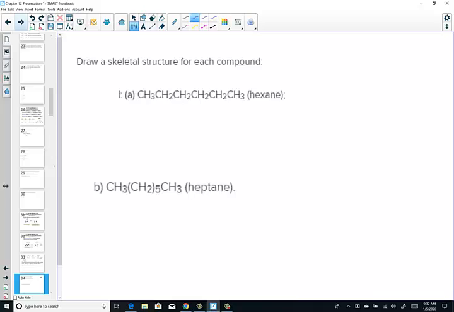Draw skeletal structures for each compound, maximizing our bond angle. So, just a practice to go from a condensed structure to a skeletal structure. When we see the prefix hex, we know that hex represents 6 carbons in a row. A skeletal structure is also called a bond line structure, just so we're familiar with both terms. Remember that the point of any line and the intersection of any line represents a carbon. 1, 2, 3, 4, 5, 6 carbons. I just drew the bond line structure for hexane.